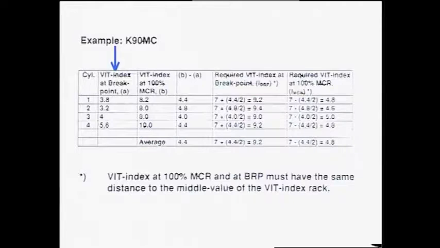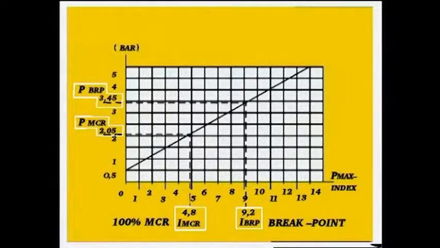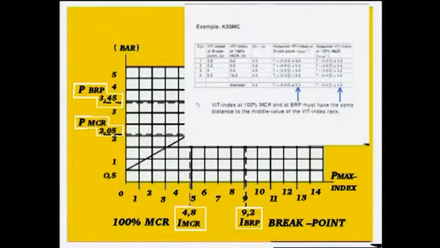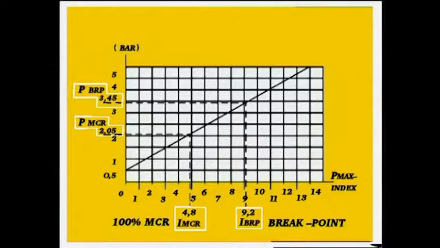Note down the VIT indexes at breakpoint and at 100% MCR and calculate the difference. Add half of this difference to the middle value of the VIT rack. Subtract half of this difference from the middle value of the VIT rack. Calculate the average VIT index at breakpoint and at 100% MCR. Determine the control air pressures corresponding to the average VIT index at breakpoint and at 100% MCR.